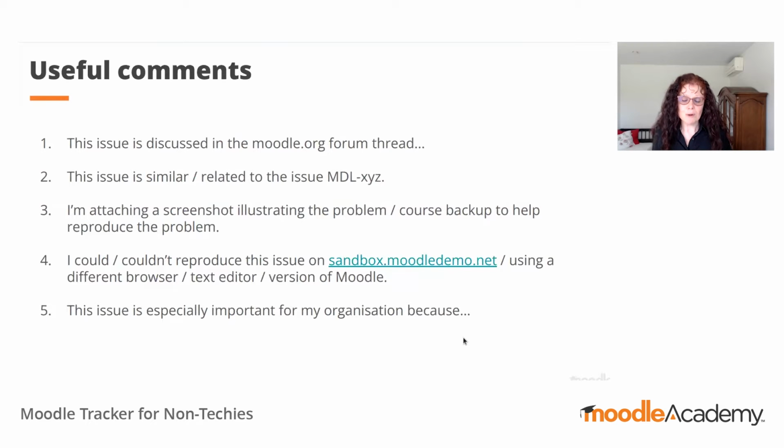On to comments. So you've searched and found an issue that's really important to you. These are the kind of comments that can help ensure that the issue gets worked on. First of all, this issue is discussed in the Moodle.org forum thread, and then you would add a link to the discussion thread. This is really good to see because quite often issues are talked about at length in the forums, and you can link it with the tracker issue so we know about it.